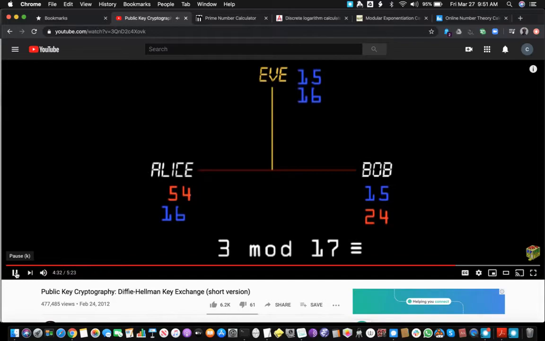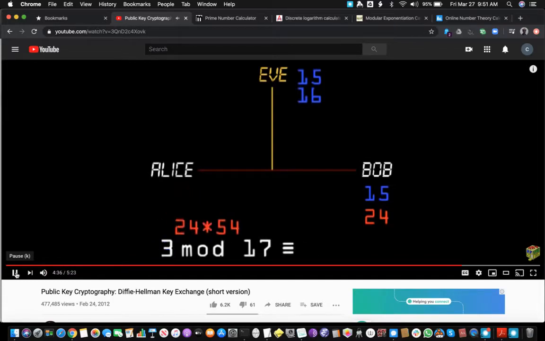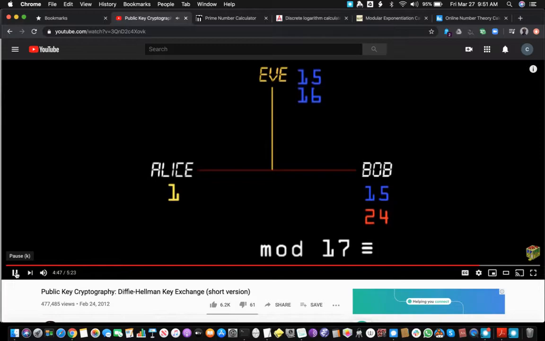And now the heart of the trick. Alice takes Bob's public result and raises it to the power of her private number, which gives 3 to the power 24 times 54, and she obtains the shared secret, which in this case is 1. Bob takes Alice's public result and raises it to the power of his private number, which gives 3 to the power 54 times 24, resulting in the same shared secret.